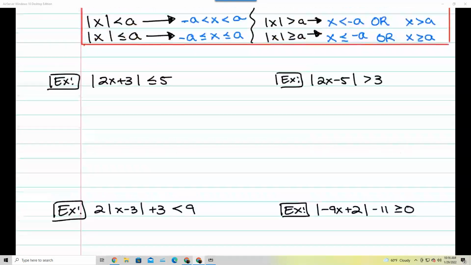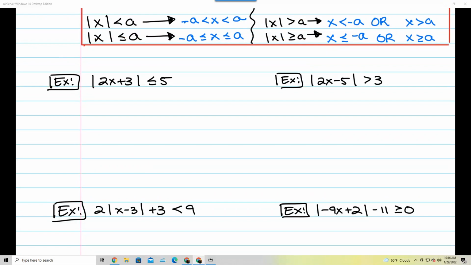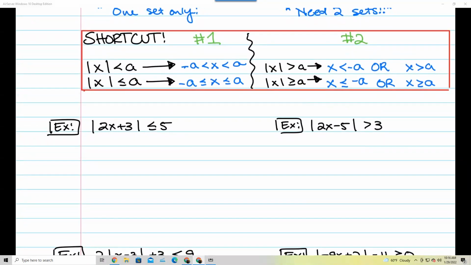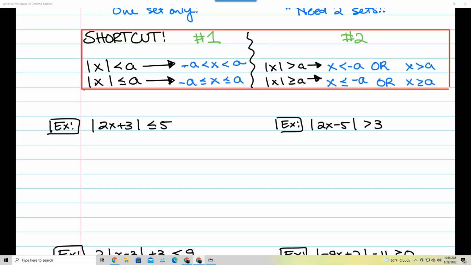All right, so that's what I mean by isolating your absolute value. Just like we said earlier, on this first example, I can go ahead and get started with my shortcut because the absolute value is isolated. I've got the absolute value of something is less than or equal to 5.